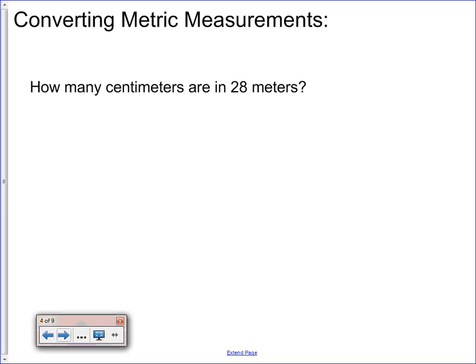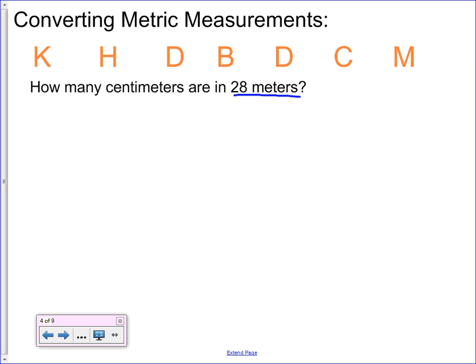Okay, the next one, how many centimeters are in 28 meters? Again, I want to write out my King Henry died by drinking chocolate milk. And then I am going to underline my 28 meters, which is where I'm going to start. Meters is my base. In order for it to be the M, it would have to be written as millimeters. So my M here would have to be mm, and in this case, I do not have an mm. I am going to centimeters, so let me circle where I'm going to. Centimeters, so I'm going right there.